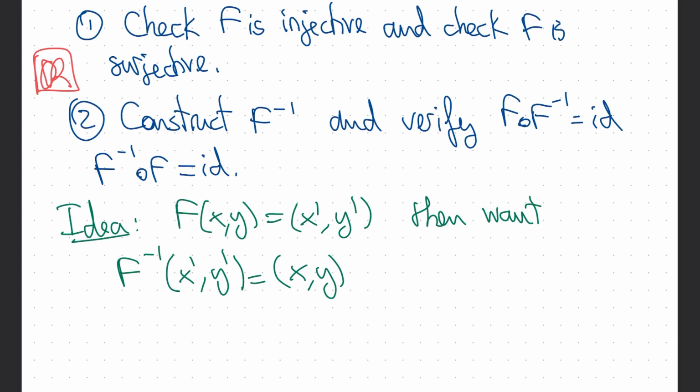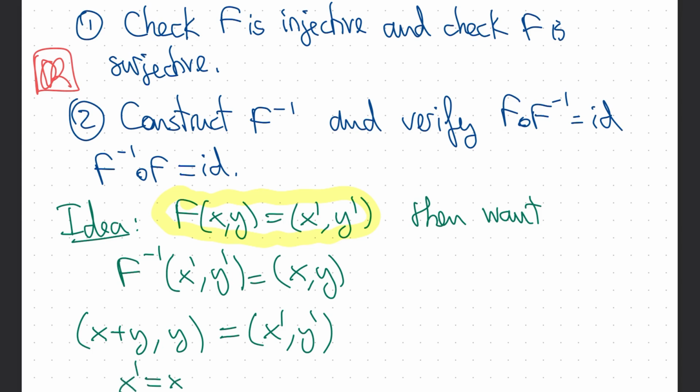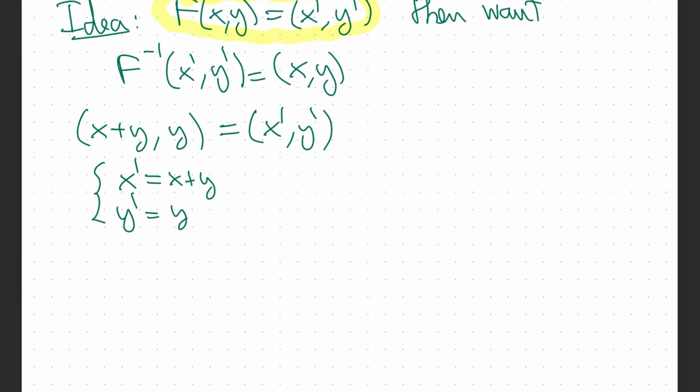If I take this statement right here and expand what f of (x, y) means, f of (x, y) is (x plus y, y), I want that equal to (x prime, y prime). So in other words, I can think of this as a system of equations where x prime is equal to x plus y, and y prime is equal to just y itself. And what we want to do is rearrange this where we solve for x and y in terms of x prime and y prime.